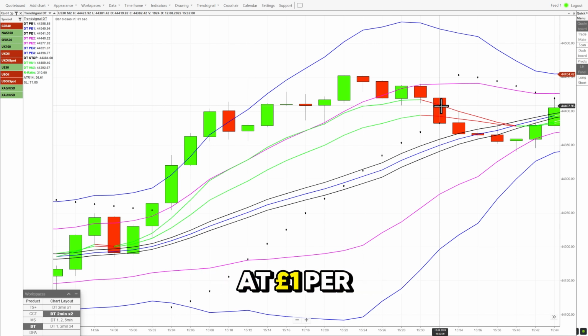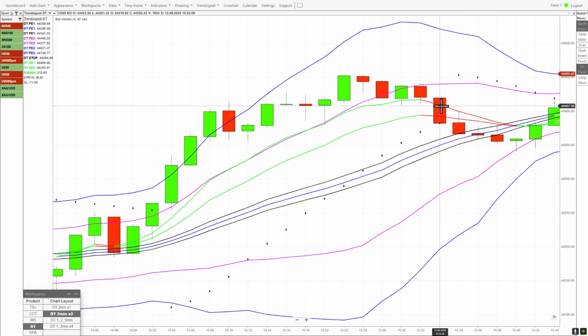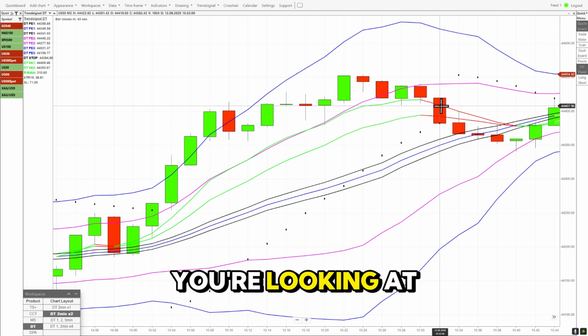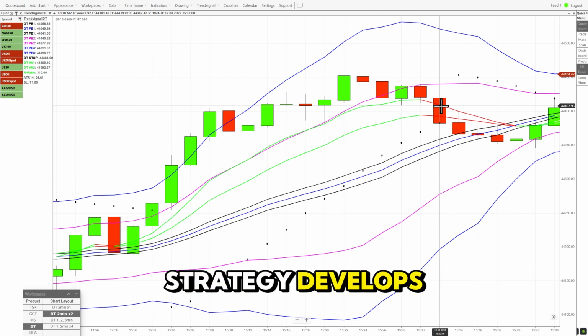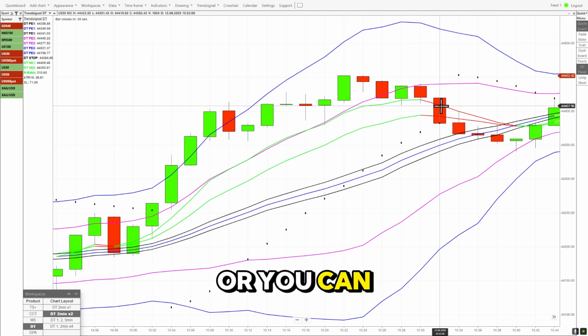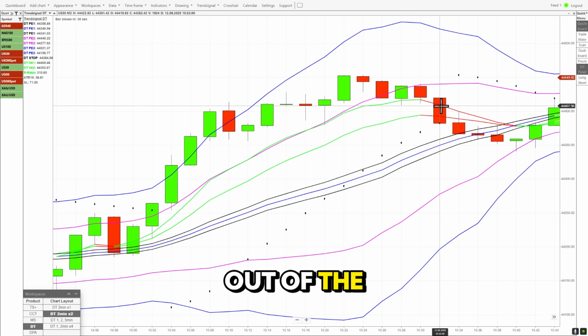If you're trading at a pound per pip, a beginner account, that's 120 quid for the best part of 28 minutes work. If you're trading at larger account sizes, I mean, by the time you get to £5 per pip, you're looking at £500 or £600 just for half an hour's work. In which case, you can go to take the next opportunity that the strategy develops. You can look at other markets, or you can pack up for the day, come back tomorrow knowing that you've taken what you needed to out of the opportunity.